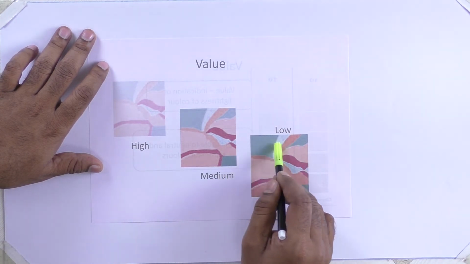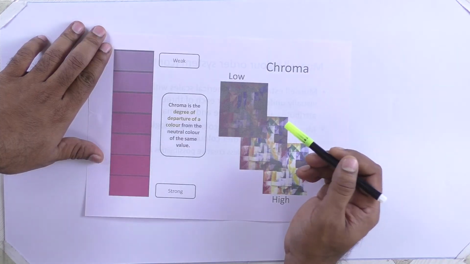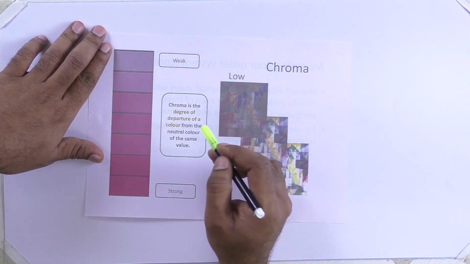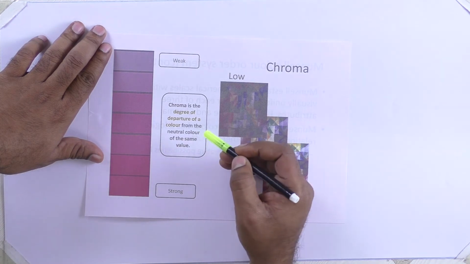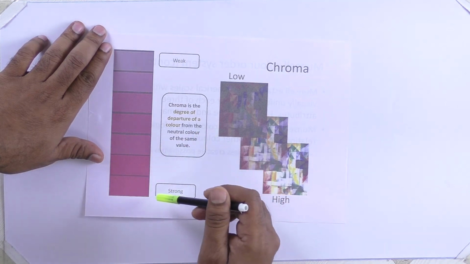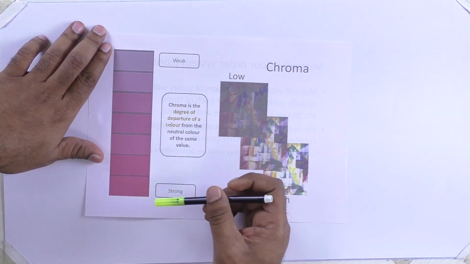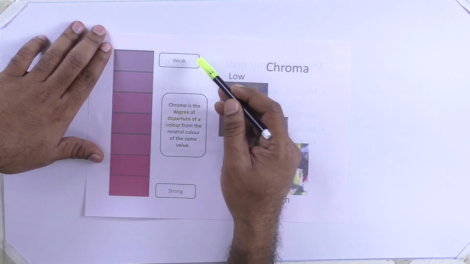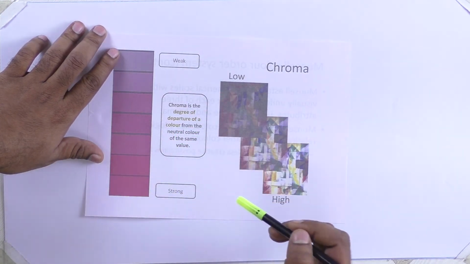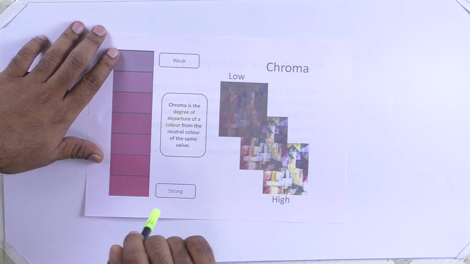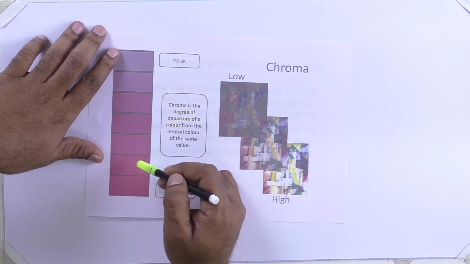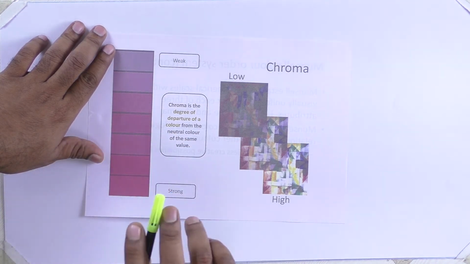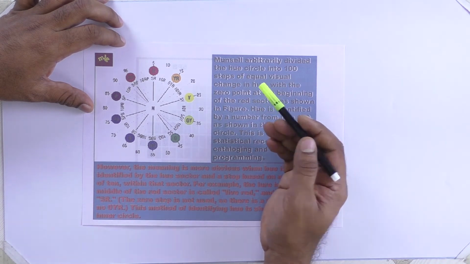So see the depth. Chroma is the degree of departure of a color from the natural color of the same value. So see, this is darker, strong chroma, and this is weak chroma. So this is the example for a chroma. So you see in between the values. So this is the Munsell color order system.